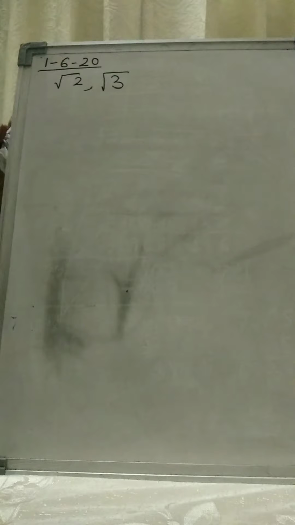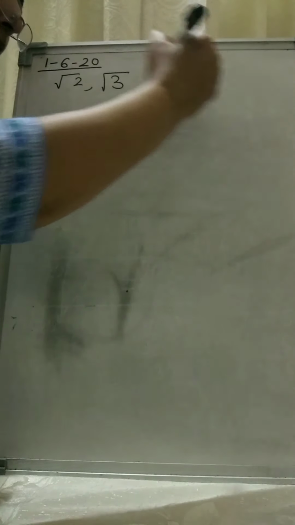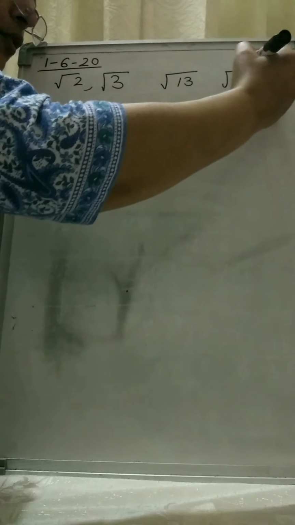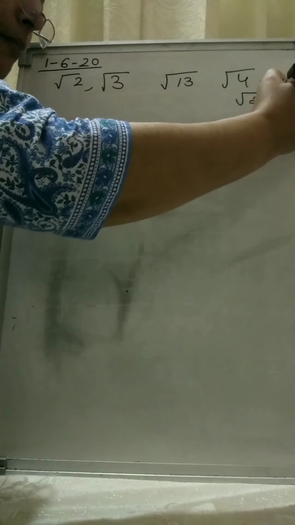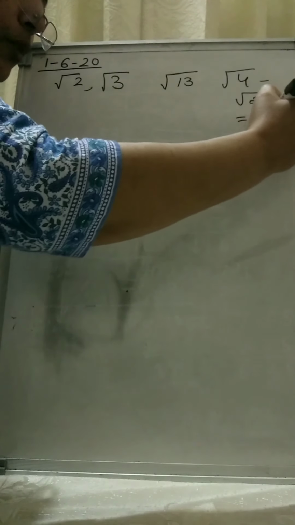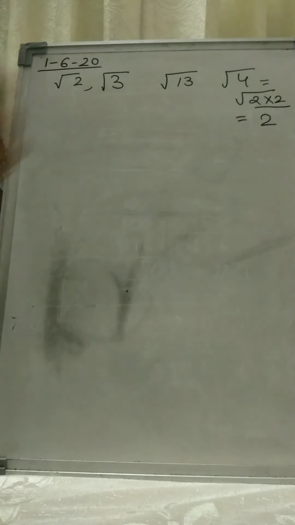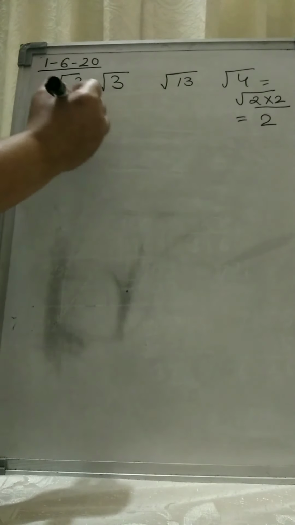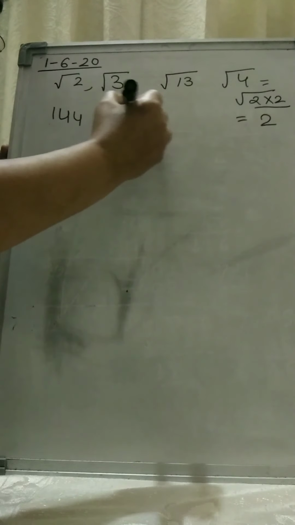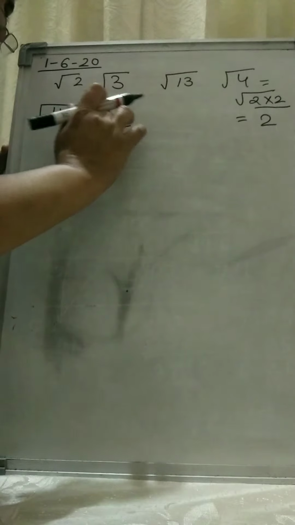Now how to find out the root for 13? Because if there is root 4, I can straight away write 2 multiplied by 2 and my answer is going to be 2, because from this pair I'll take 1, 2 out. Similarly, I'll do one more for you where you have more than that: root of 144. So what will you do?